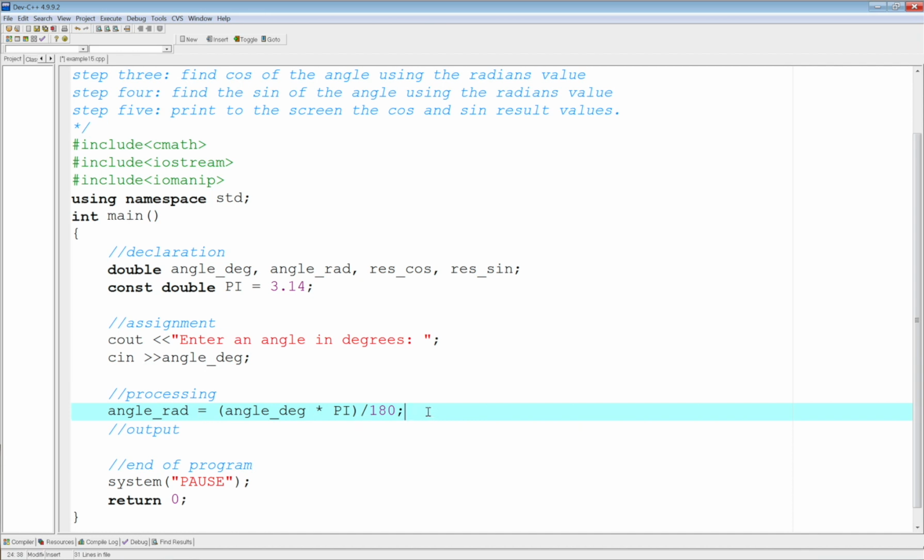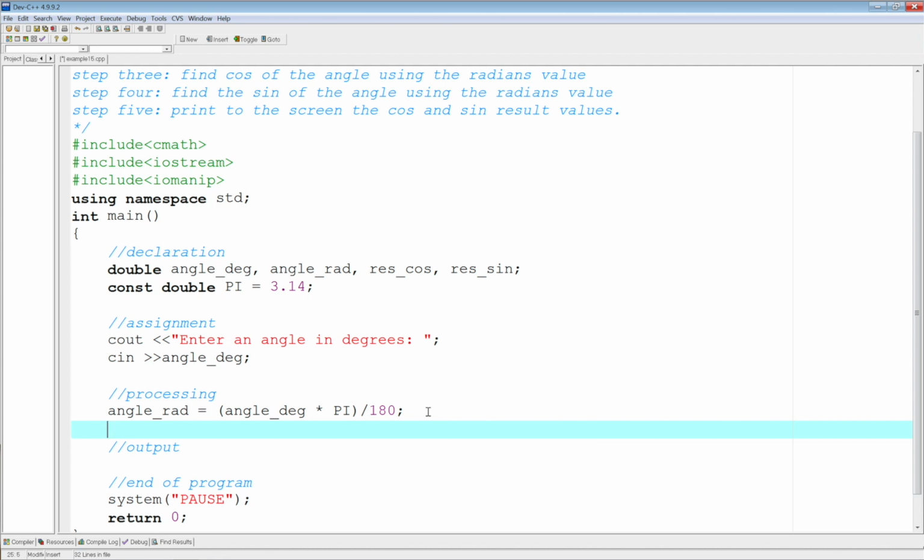Okay. Sometimes it's good to avoid integer division. Sometimes it has a purpose. Again, we get to see that in further examples as we move forward with our lessons. So now we should have the angle in radian. So what do we do with it? Well, we're going to have to feed that angle in radians to the cosine and sine.